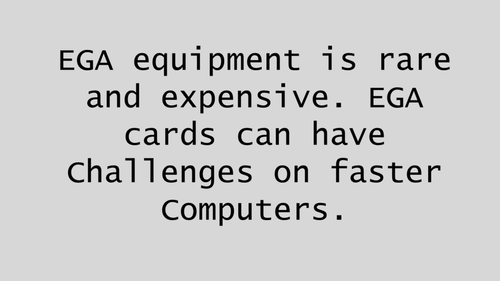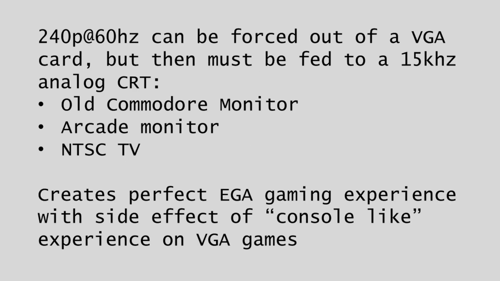But where we're fortunate is that the actual resolution and frame rate of EGA can be forced out of a VGA card. But the problem is that those VGA monitors aren't built to receive that signal. So the VGA cards can produce it, but the VGA monitors can't display it. And so what you have to do is find another 15 kilohertz capable analog CRT to display that signal on after you've got it out of the VGA card.